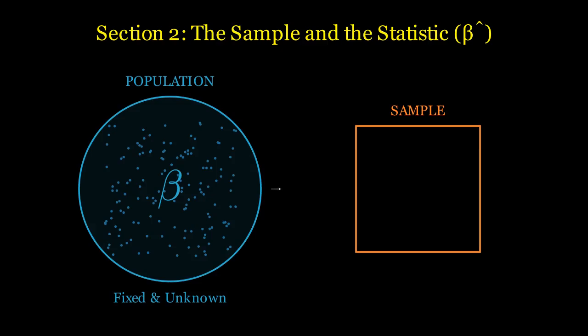Section 2. The sample and the statistic, beta hat. Since we cannot interview 8 billion people, we take a sample. A statistic, or estimator, denoted as beta hat, is a numerical value calculated from this sample.